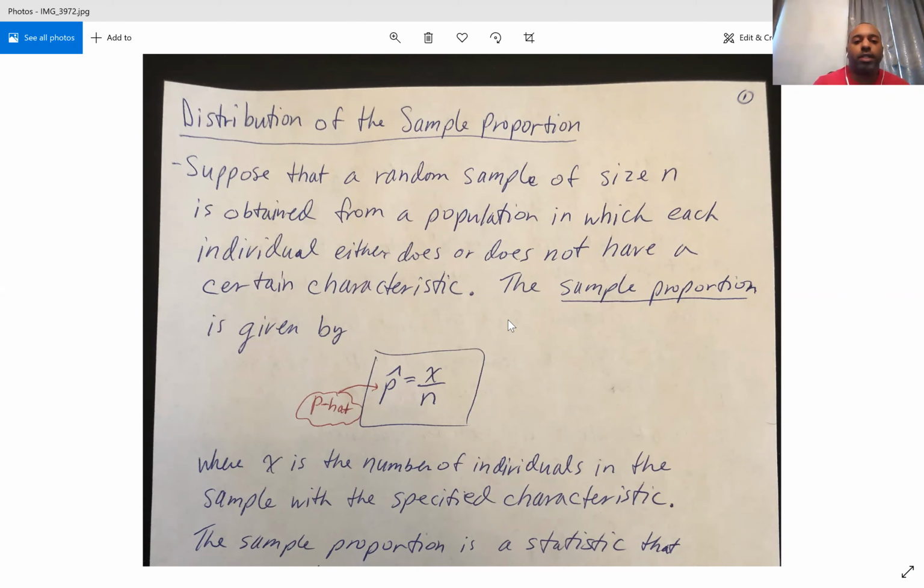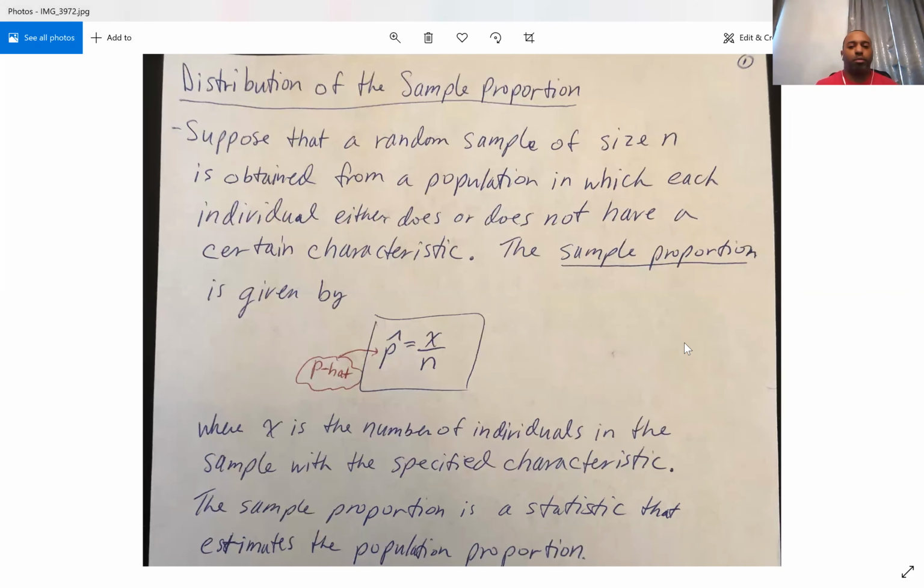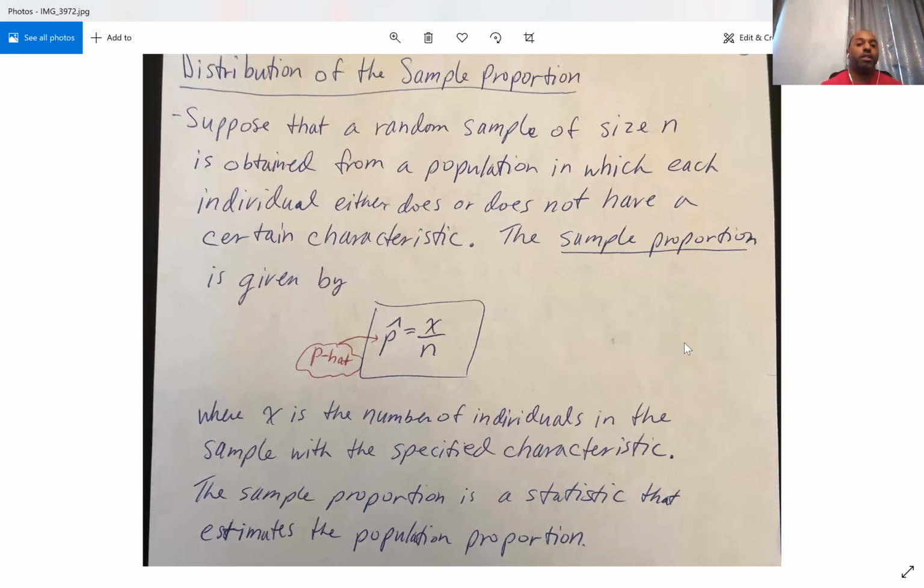The sample proportion is given by, and this symbol right here, you have the part of a triangle over a letter. That's called our hat symbol, so that's p hat. So the way you would calculate that sample proportion is x over n, where x is the number of individuals in the sample with a specified characteristic, and we know n is the number of our sample size.